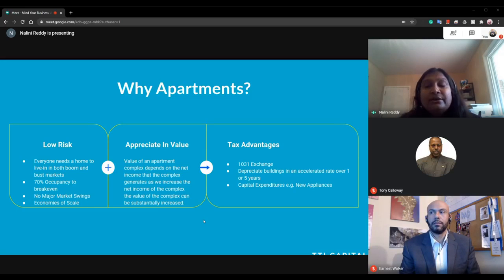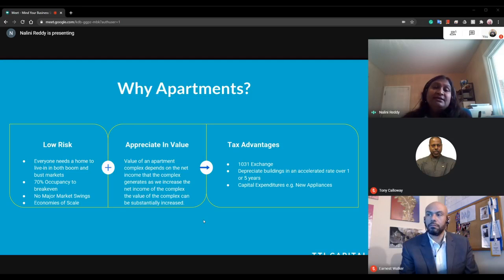In addition, you have the ability to depreciate buildings, any of the commercial assets, over a period of time. In our model, because we are in and out of an asset within 5 years, we use what is called accelerated depreciation, which depreciates the value within a 1 to 5 year time frame based on how we want to do it. Also, we get to write off all the capital expenses, the capital improvements that we make on those apartments. All of these tax advantages translate into more money in your pocket that you can use to continue to grow your portfolio, which is a beautiful thing.